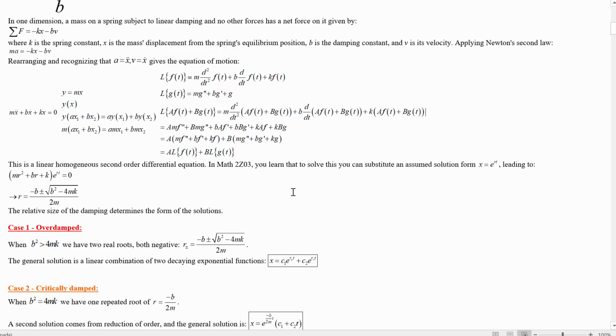Well, it means that if we find two solutions, let's say x1 and x2, then we know that any linear combination of them is also a solution. For it to be a solution means you substitute it in and you get 0. And if you sub in one function over here and you get 0, and you sub in another function and you get 0, then if you sub in, because it's linear, a constant times one and a constant times another, you're still going to get 0. Let me show you what I mean by that.